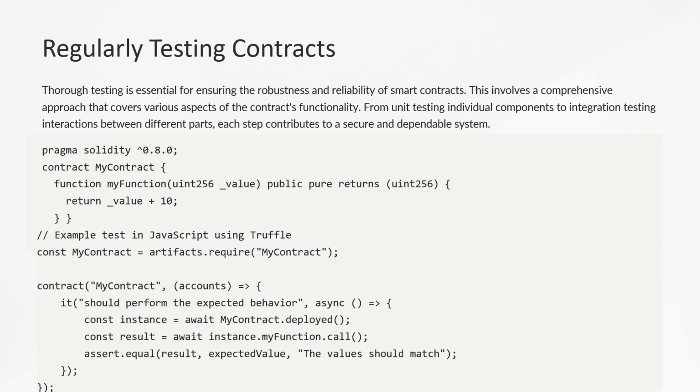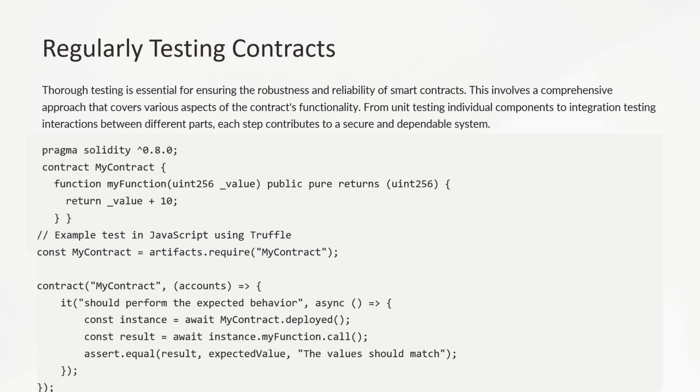In the provided JavaScript test script using Truffle, the contract MyContract is imported through artifacts.require to interact with the deployed contract instance. The test is written using Truffle's testing framework, where the test is defined with it('should perform the expected behavior', async), describing the expected behavior. Within the test function, the contract instance is obtained by calling await MyContract.deployed() to interact with the deployed contract. myFunction is called using instance.myFunction.call to retrieve the return value without modifying the contract state.